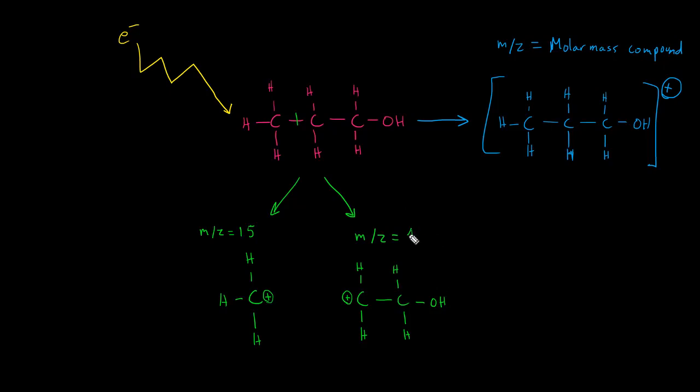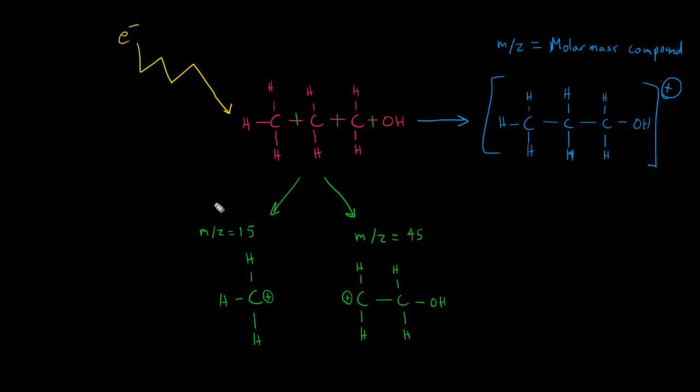So the mass to charge ratio for this fragment would be 45. So depending on what the molecule is and how it breaks, we will get different fragments with different mass to charge ratios. Again, this is just one example. It could also break here. It could break here. We could end up with just a CH2.